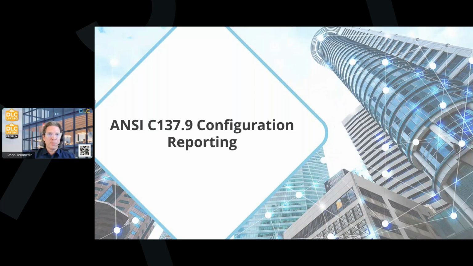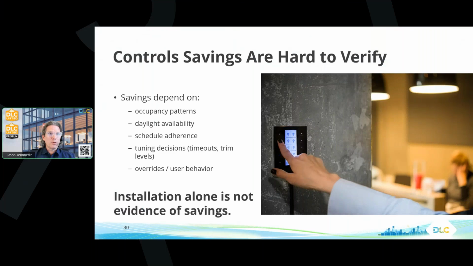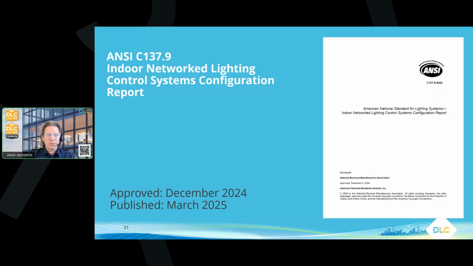Thanks, Levin. So now I'm going to talk about the added support for ANSI C137.9 configuration reports. At a high level, control savings are difficult to verify. Their savings depend on occupancy patterns, daylight availability, adherence to schedules, overrides in user behavior, and unlike lighting savings, installation alone is not evidence of actual savings happening. So if you're just installing a control system, that doesn't mean you're actually going to save any energy from it.